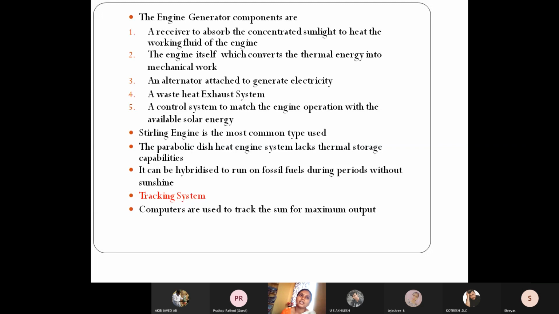Next is the tracking system. Why do we need a tracking system? Computers are used to track the sun for maximum output, to follow where the sunlight is more. For example, in the morning there may be some rotation or slight changes in the receiver. It should track where the maximum output of the sun is available. Computers are used to track the sun for maximum output.